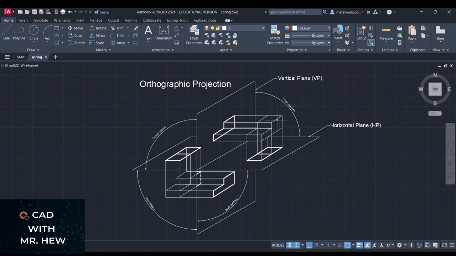So here we have an object, suspended above the horizontal plane and in front of the vertical plane. Here we have the vertical plane, which is this plane. This is a vertical plane, right? Then the horizontal plane will be this plane.